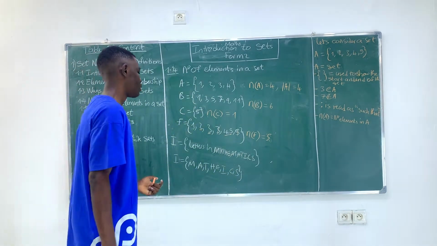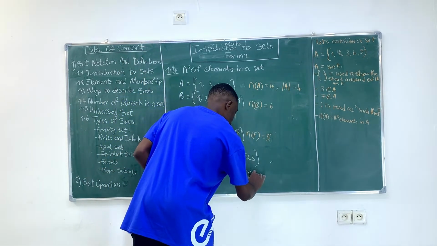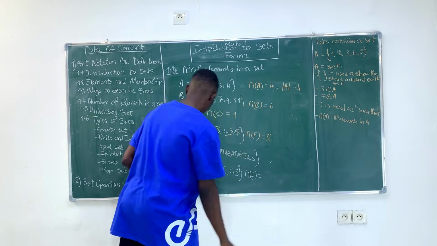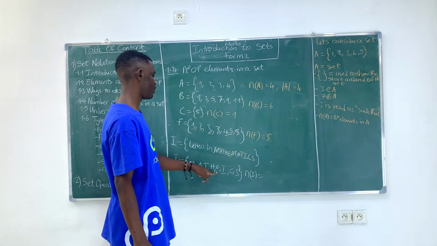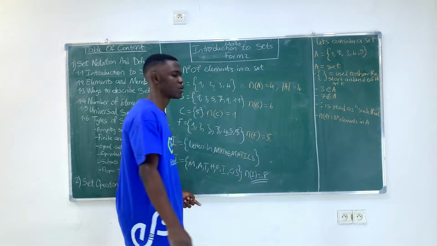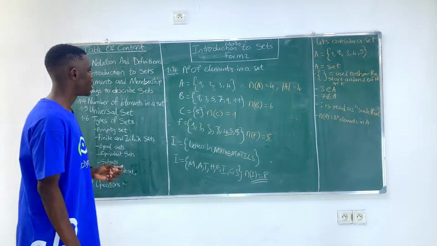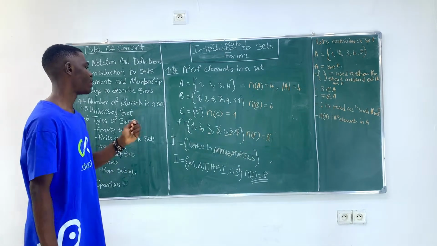So let's just set like that. How many elements are in that set? N of I is equal to 1, 2, 3, 4, 5, 6, 7, 8. So write n of I is equal to 8 like that. So that's all. I'm sure now you can represent the number of elements in a set.